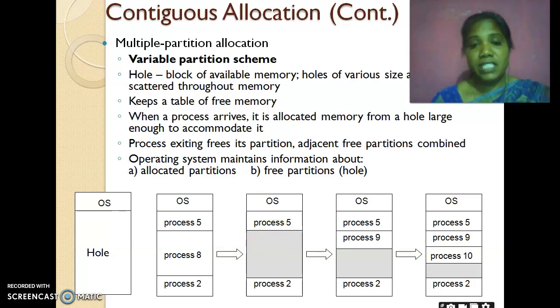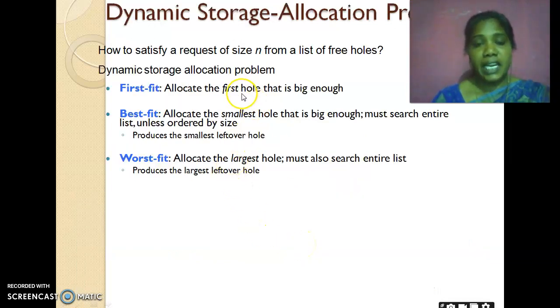It searches from the first or top down, or bottom up. In first fit, it allocates the first hole that is big enough. Next, best fit allocates the smallest hole that is big enough. Then worst fit allocates the largest hole. It must also search the entire list.